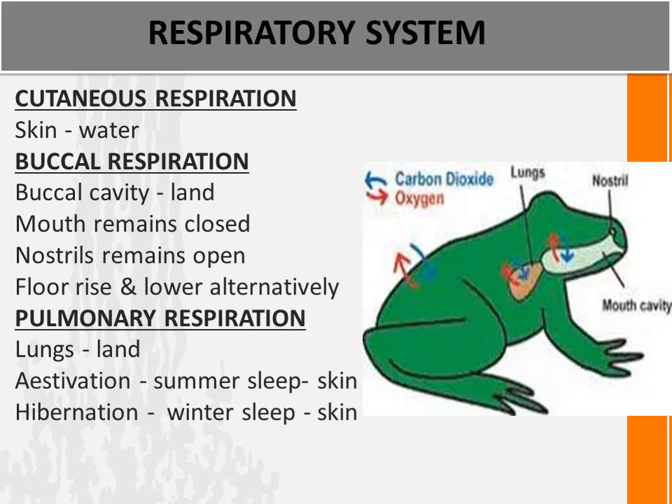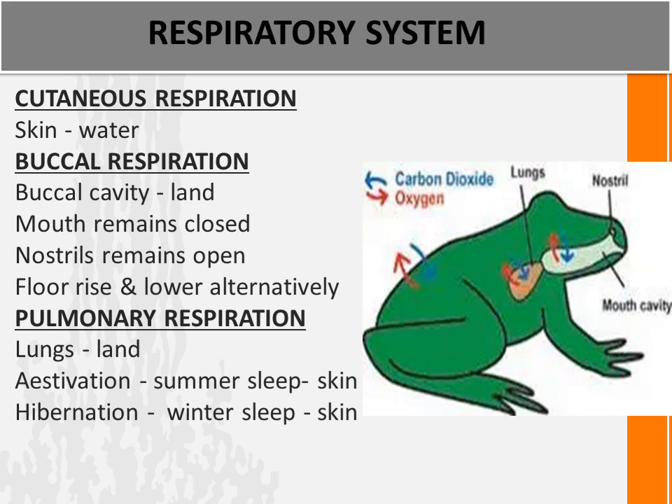And the third method is pulmonary respiration. Of course, pulmonary respiration also takes place when the frog is on the land. So here it is using the lungs. So how is it receiving this air into the lungs? Of course, through the nostrils.